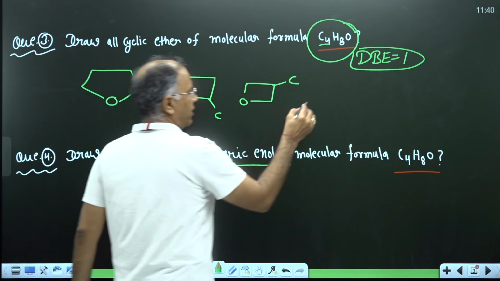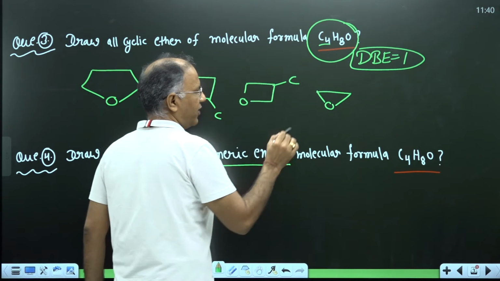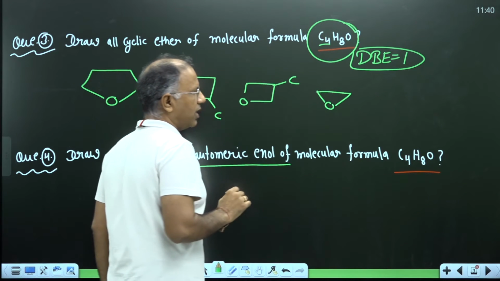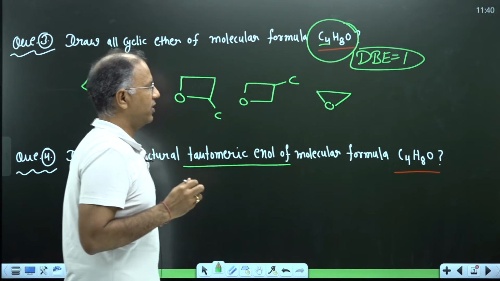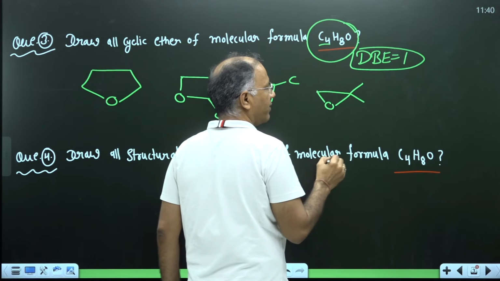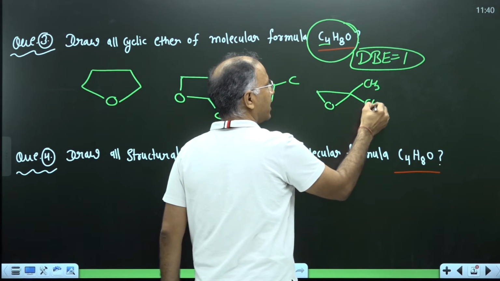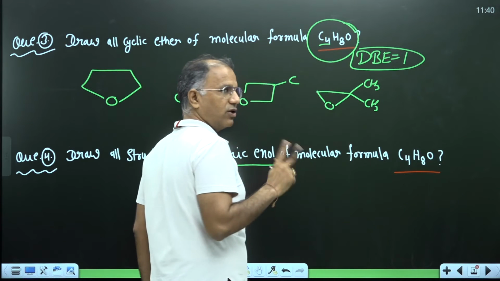Now, the next ring will be a 3-carbon ring. If we are forming a 3-carbon ring, how many carbons are left? We have 2 carbons left, and we have to place these 2 carbons. The first option is to place these 2 carbons on the same carbon, meaning 2 methyl on the same carbon.